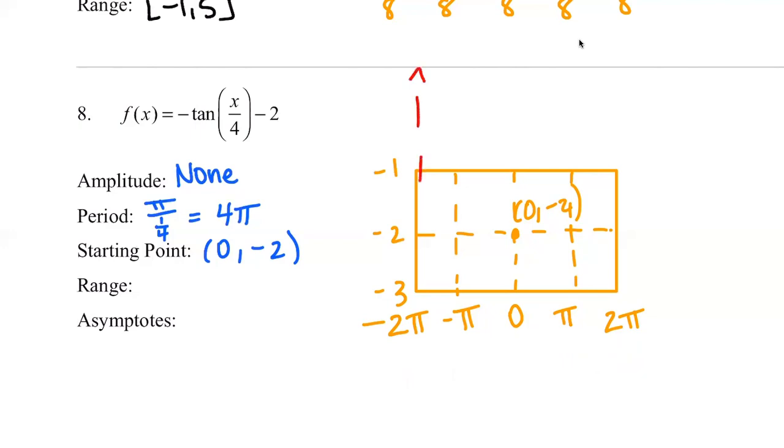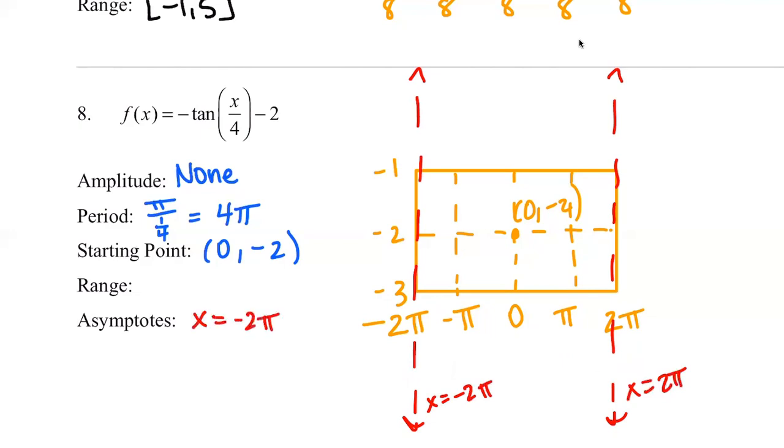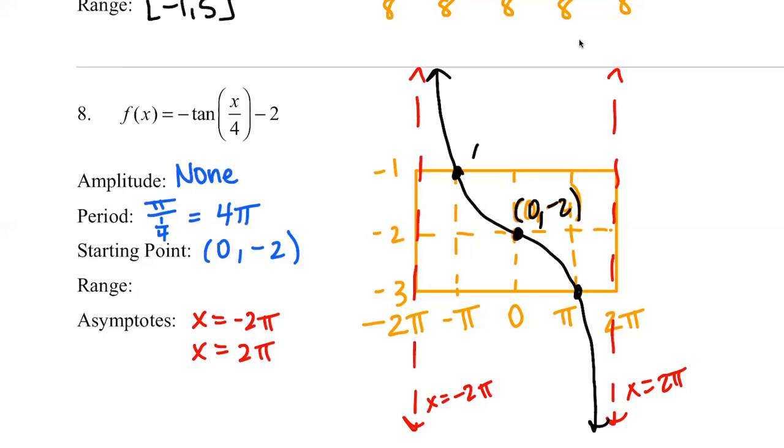Now, our asymptotes are going to be on the edge of our frame. So our asymptotes are x equals negative 2 pi and x equals positive 2 pi. Please write those as equations of lines. They are not just numbers. Now, since this has a negative a, our tangent graph is going to fall from left to right. And we need to label these points, and our frame helps us figure out where these other 2 points are going to be.